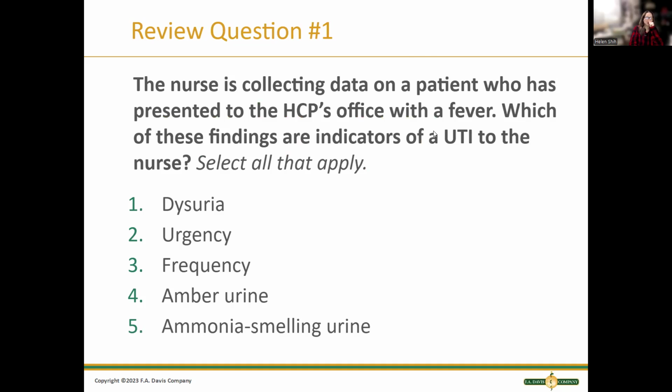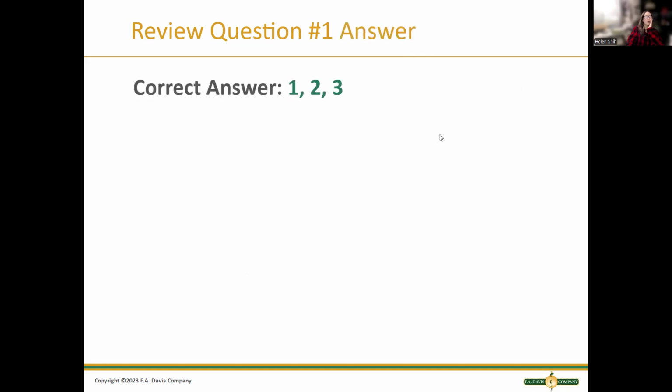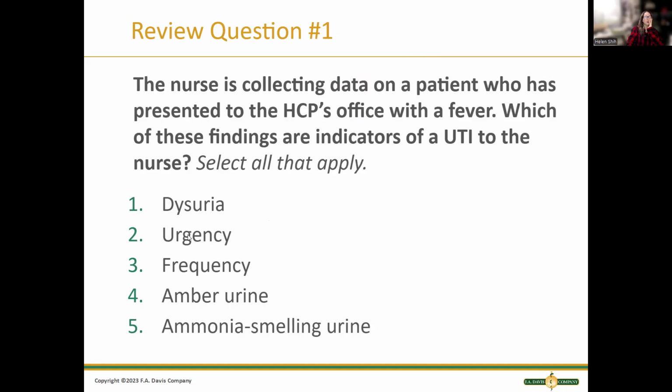And I remember that with UTI, it's actually not dysuria, it's burning that you feel. So with UTI, the signs and symptoms are urgency, frequency, burning, foul smelling urine, cloudiness, and pelvic pain. So I don't think dysuria is one of them, but I could be wrong. Okay, I was wrong. It is 1, 2, and 3. It's dysuria, urgency, and frequency. And I guess with amber urine, the concentration of the urine doesn't actually impact the chances of developing a UTI or the presence of a current UTI.